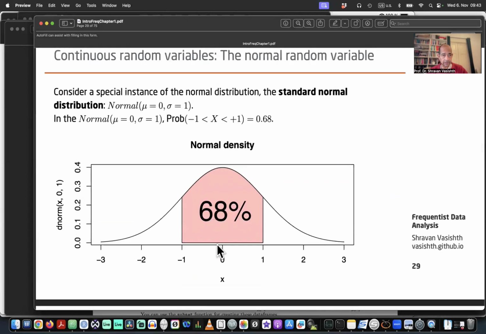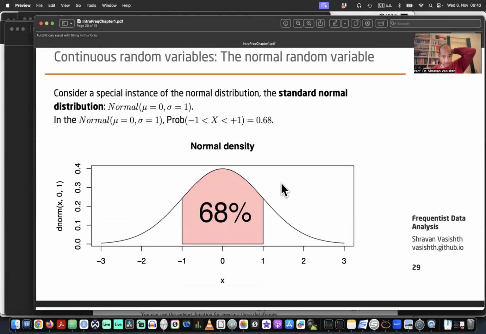Let's work through this, okay? So first of all, I just want to tell you some important properties of the normal distribution. And in particular, I want to talk about one special case of the normal distribution called the standard normal distribution. A standard normal distribution is just the normal distribution that I just defined, but with mu equal to 0 and standard deviation equal to 1. It's a special distribution that shows up over and over again in statistics.